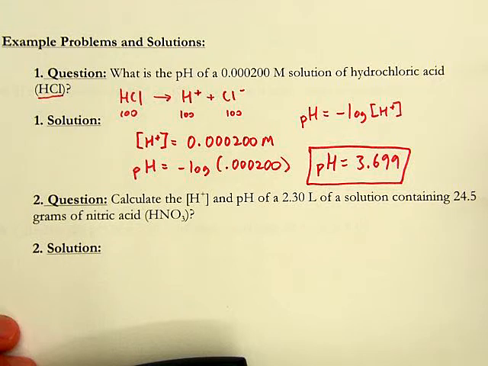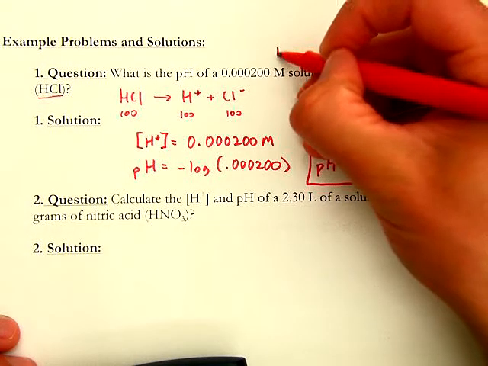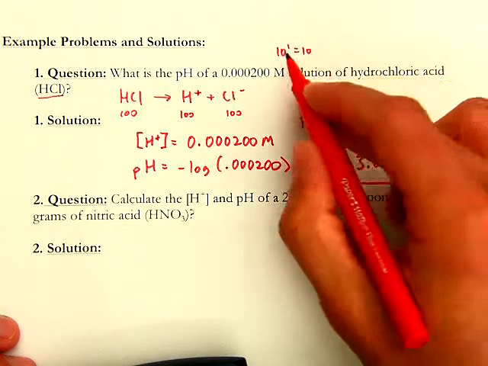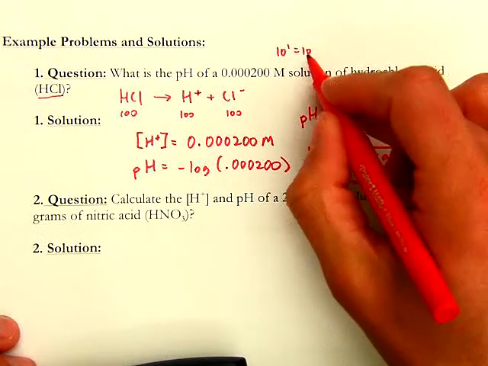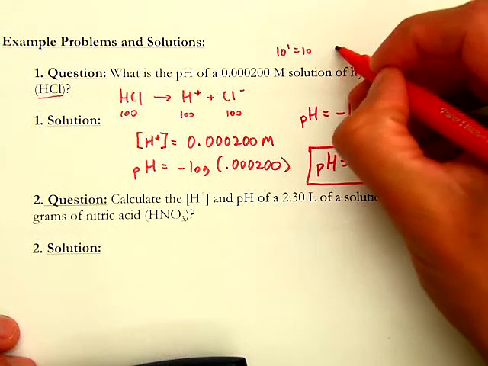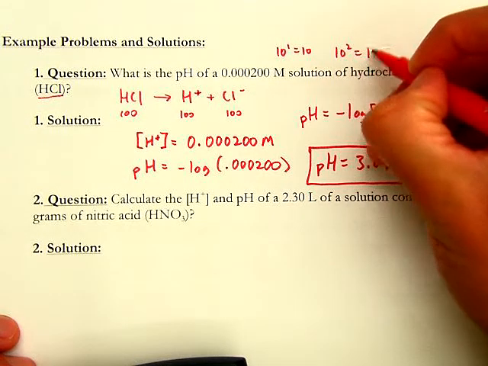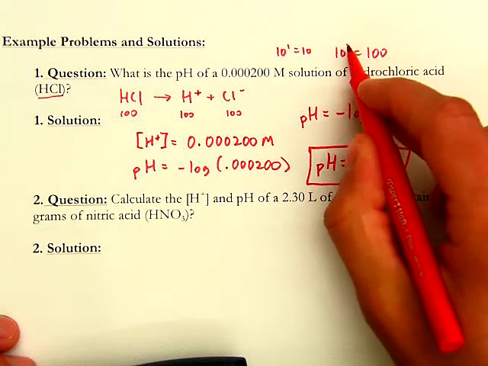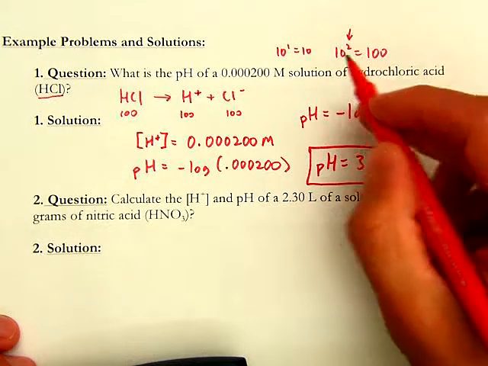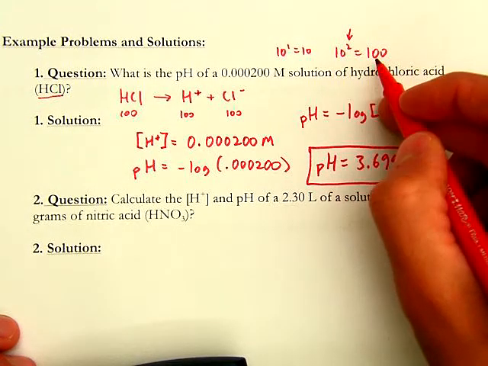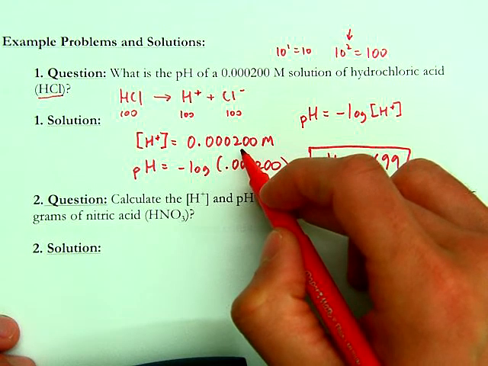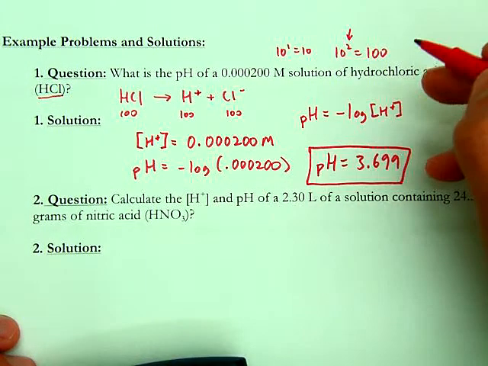Now, in terms of if this makes sense or not, like 10 to the 1 is 10, right? So the log of 10 is 1. 10 to the 2 is 100, right? So the log of 100 is 2, right? So you have to think 10 raised to what power gives you that number. So the log of 100 is 2. Now we found the log of this number.